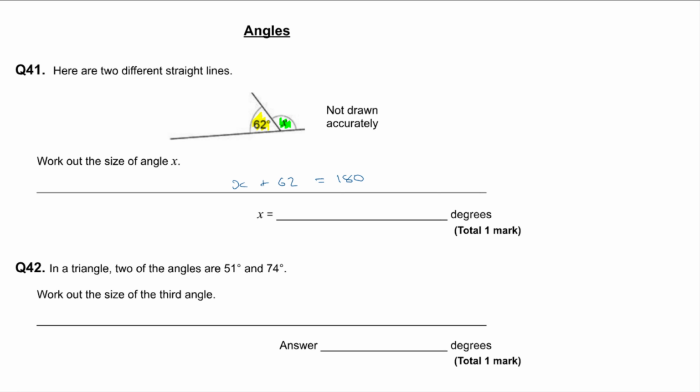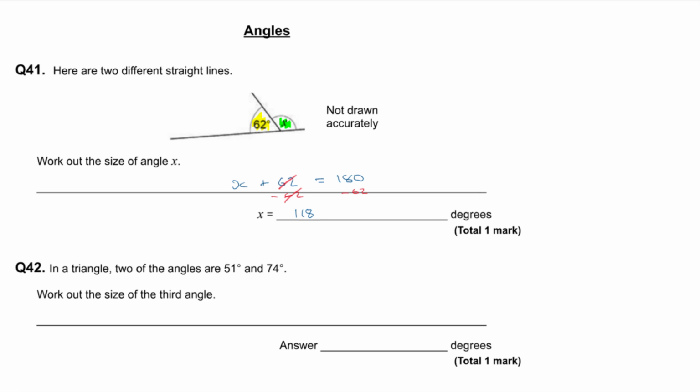So to find x then, we're going to have to subtract 62 from both sides, aren't we? So if I take 62 from this side, it leaves me with x. If I take 62 from the far side, 180 subtract 62, that is 118. Okay. Question 42 says, in a triangle, two of the angles are 51 and 74.